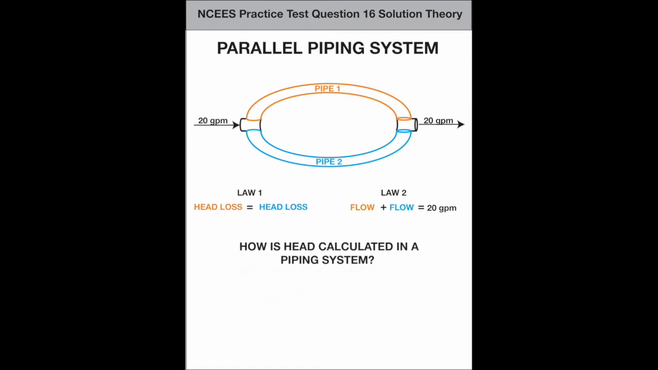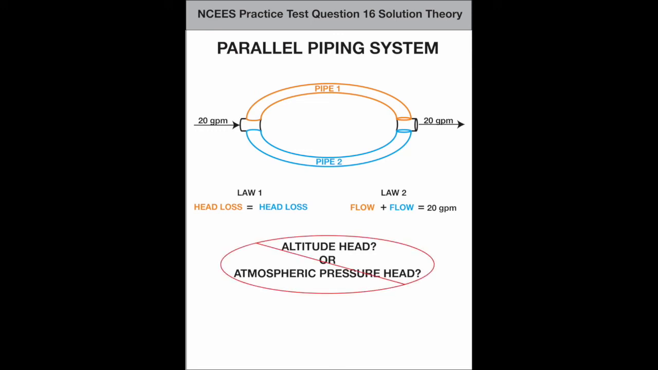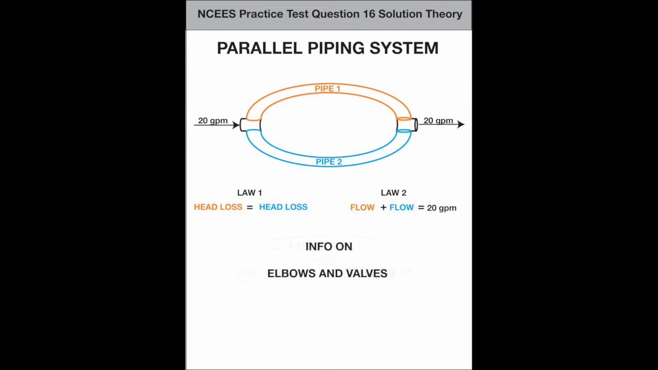How is head calculated in piping systems? First, recognize what kind of head it is. No altitude information is given, and the system is closed off from the atmosphere, so it isn't altitude head or atmospheric pressure head. The question does give information about elbows and valves. Both contribute to friction head loss. So solve for friction head loss for water flowing in pipes.